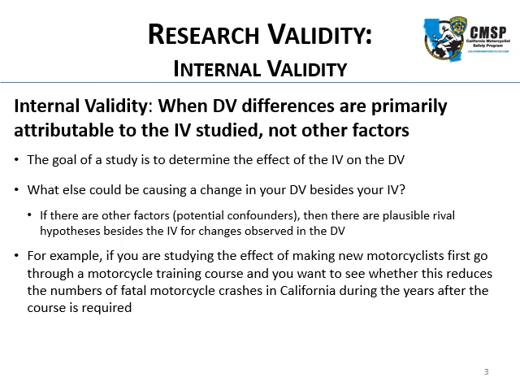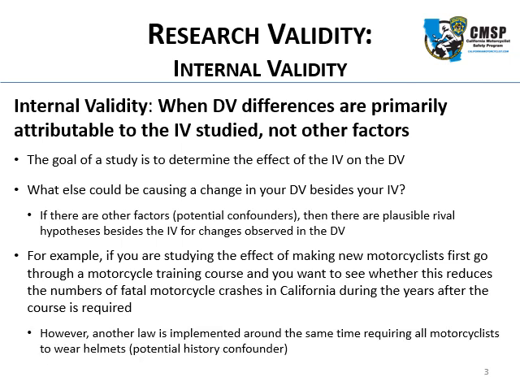So for example, and this is a study I did, let's say you're looking at the effect of making new motorcyclists first go through a motorcycle training course, and what you want to see is whether this reduces their numbers of fatal motorcycle crashes in California in the years after the course is required in our state. However, let's say that during the time that they implement that law requiring new motorcyclists, who are involved in a disproportionate number of crashes in our state, the legislature passes another law that requires all motorcyclists to wear helmets.